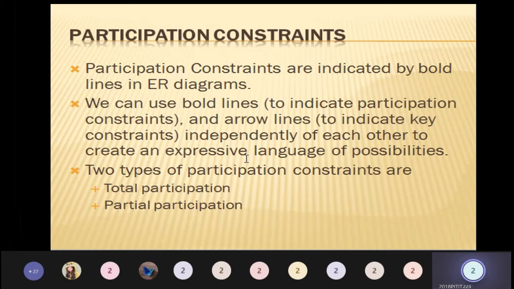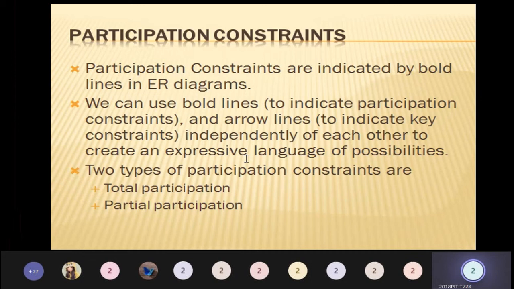One is total participation, and the second one is partial participation. First, let us see about the total participation. The participation of the entity set E in the relationship set R is said to be total if every entity in E participates in at least one relationship in R.